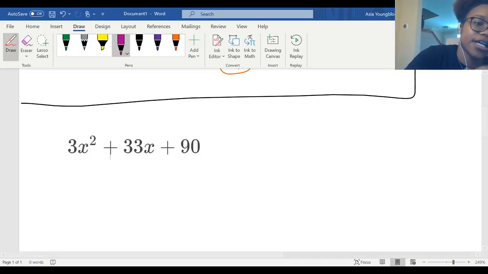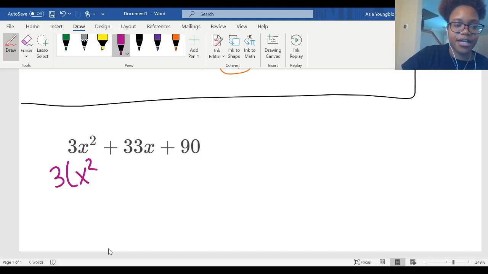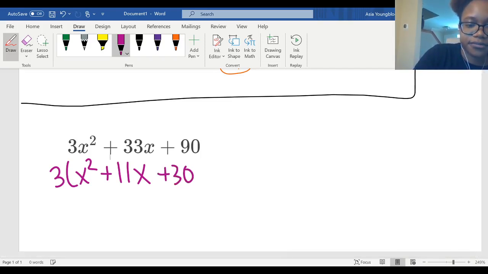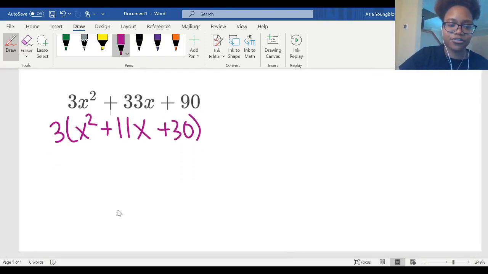So in our next example from my Khan Academy set, I just restarted it. The greatest common factor we can factor out between 3, 33, and 90 is this small number 3. So if we factor out 3, we're left with x squared. 33 divided by 3 is 11, so we have plus 11x. 90 divided by 3 is 30, so we have plus 30. So again, we've only factored out the greatest common factor, 3.